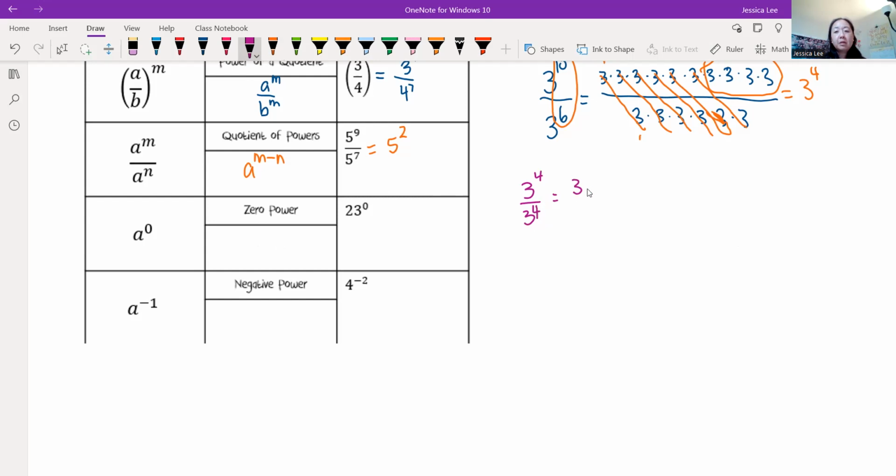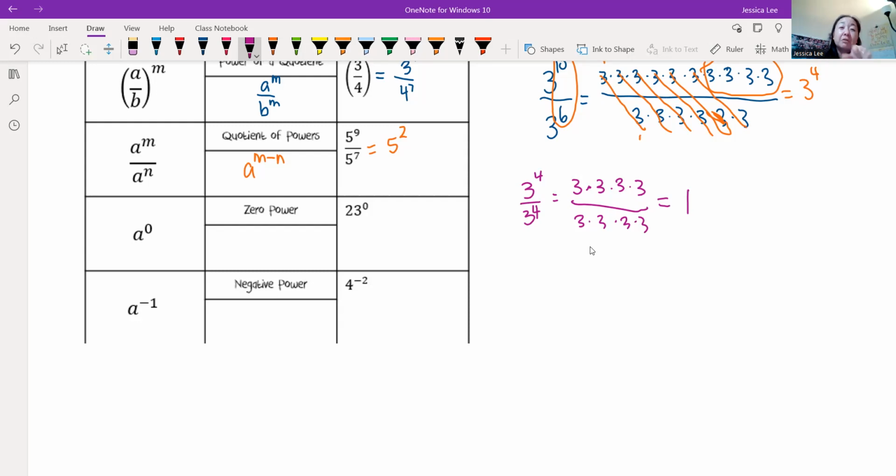We get 3 times 3 times 3 times 3 over 3 times 3 times 3 times 3. And some of you are already like, Miss Lee, I already know the answer. Just 1, right? Because anything divided by itself is 1. How many times does anything go into itself? 1 time. Or you can show right here how they all cancel out to just 1, because 3 divided by 3 is 1. So these are all just 1 times 1 times 1 times 1. So this is just 1.